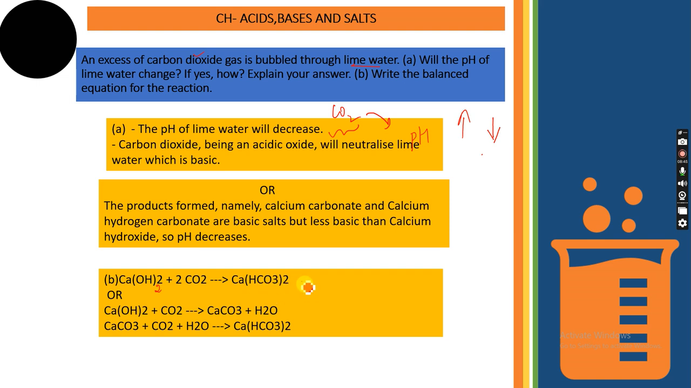Okay, or you can write these two reactions. So first what is happening? Calcium hydroxide plus carbon dioxide will produce calcium carbonate and water.